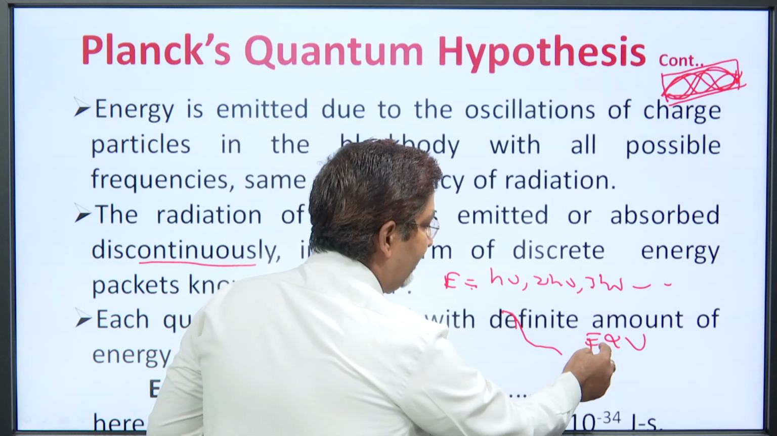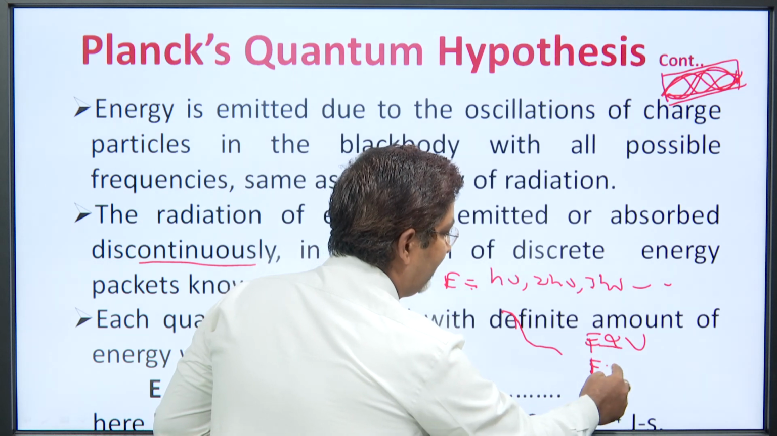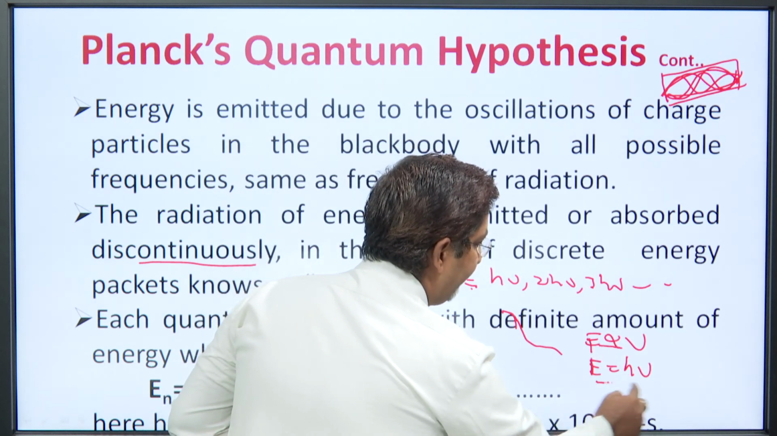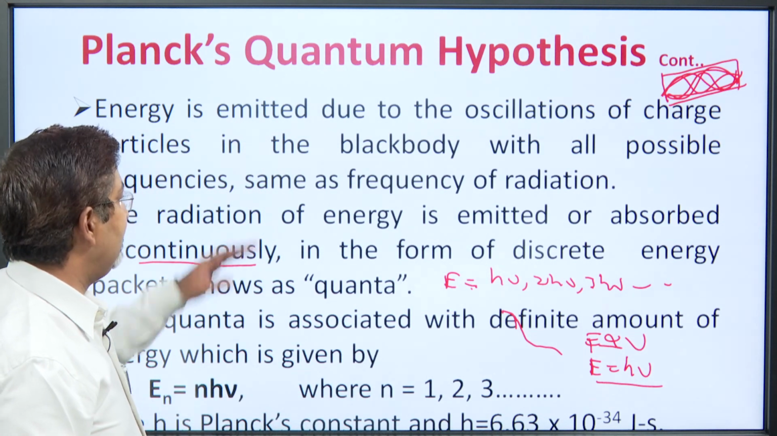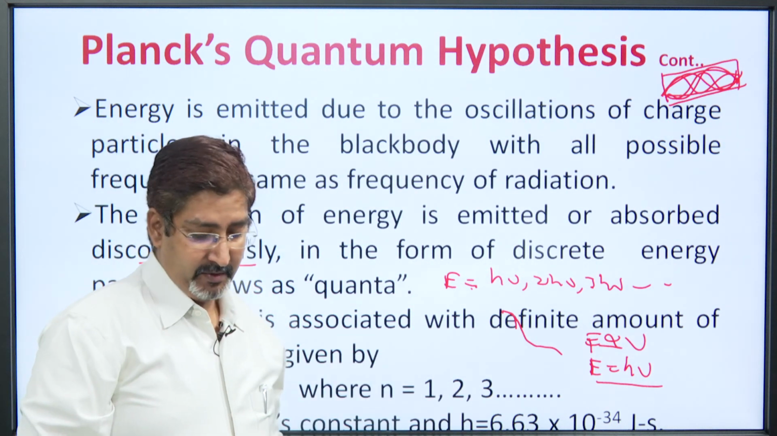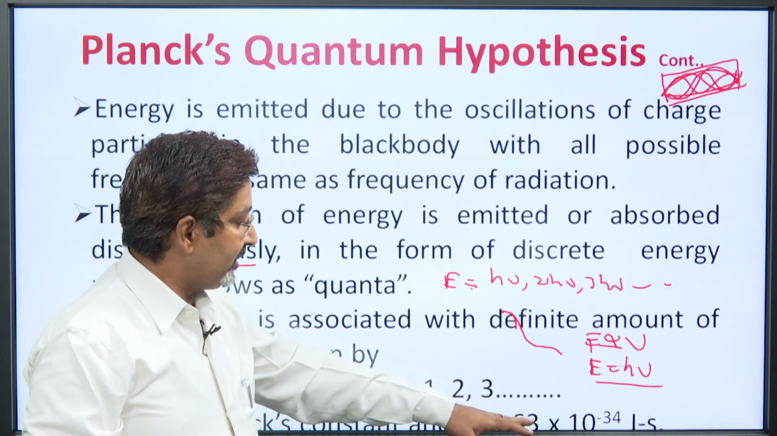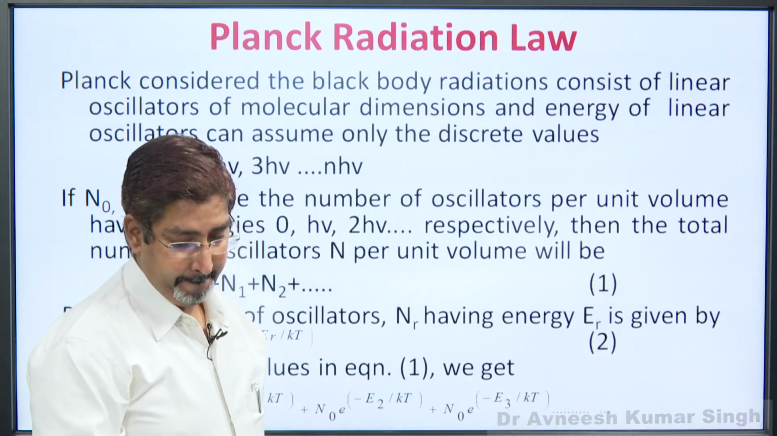and if we delete this directly sign, this is h nu. So, where h is the Planck constant given by his name, and its value is, we have studied various times, 6.63 into 10 to the power minus 34 joule second.